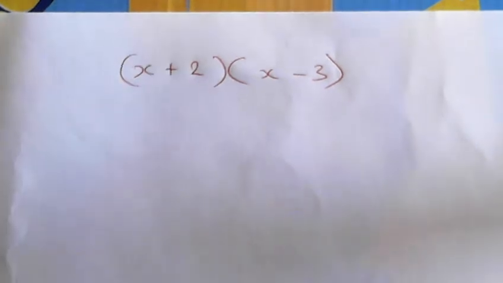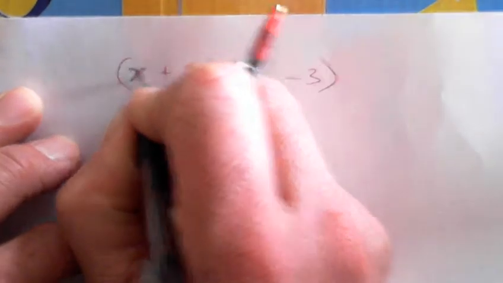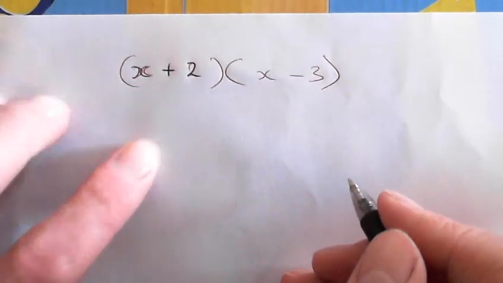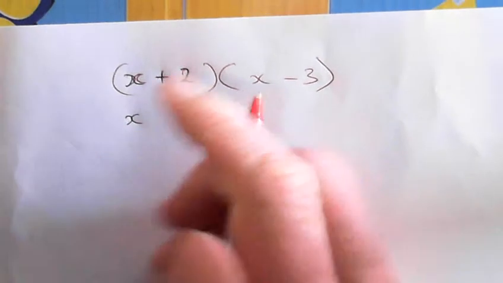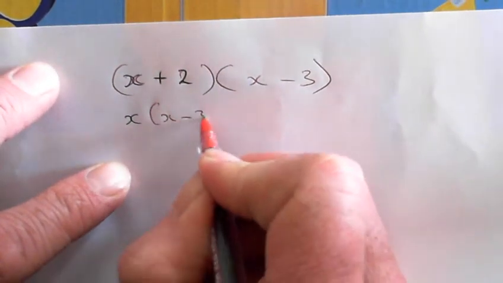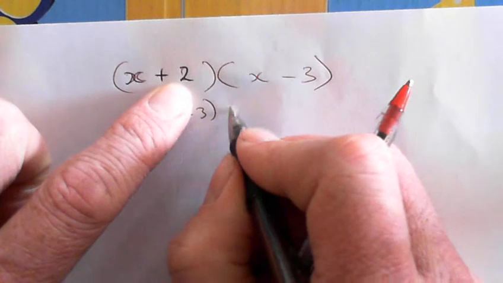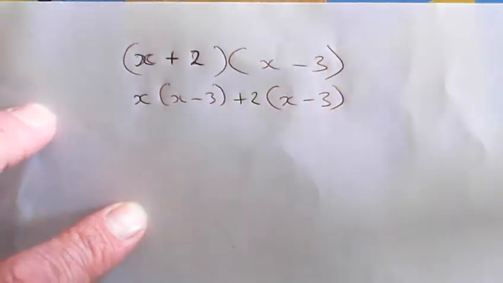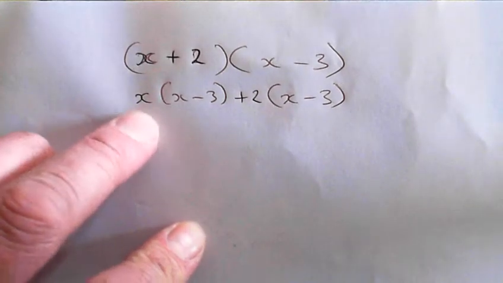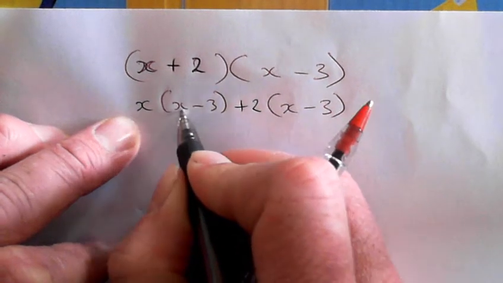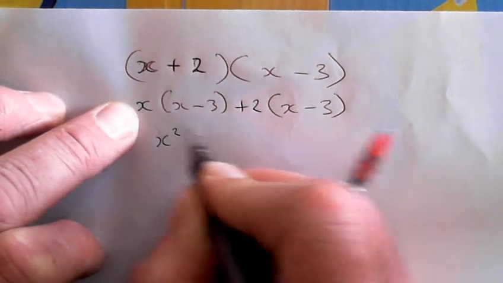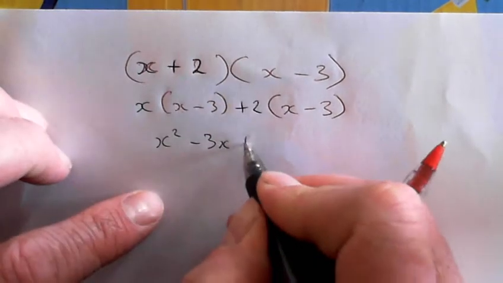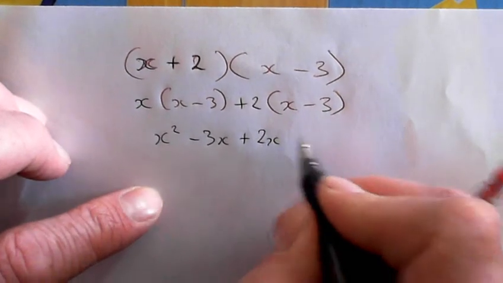I can write down the first, write that in black. So I can split up the first bracket. So x times the second bracket. And then plus 2 times the second bracket. We tried this method as well, didn't we? Right, so now we go x times x. x times minus 3. 2 times x. 2 times minus 3.